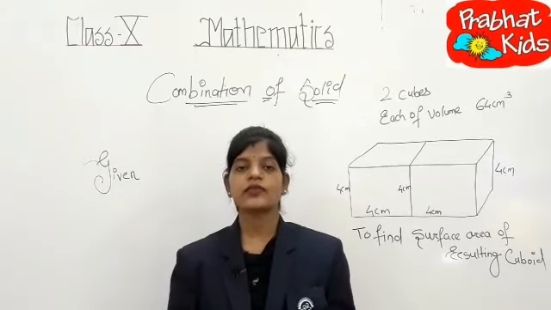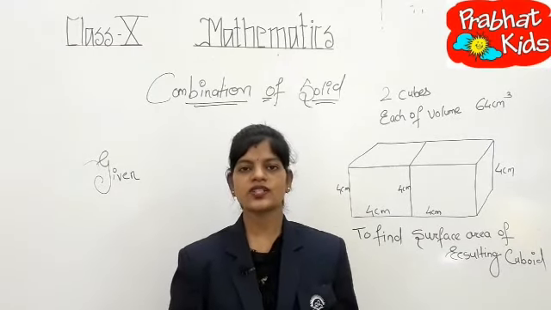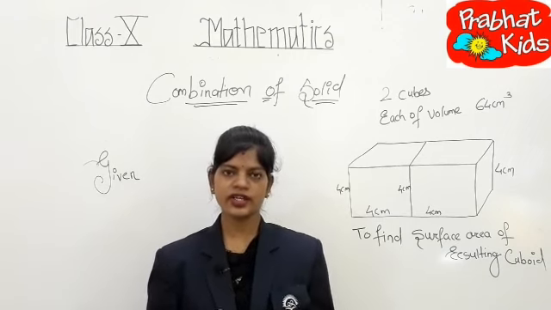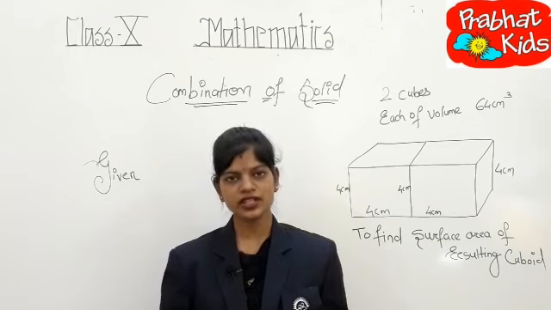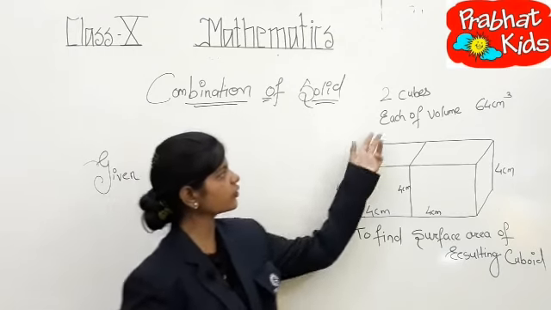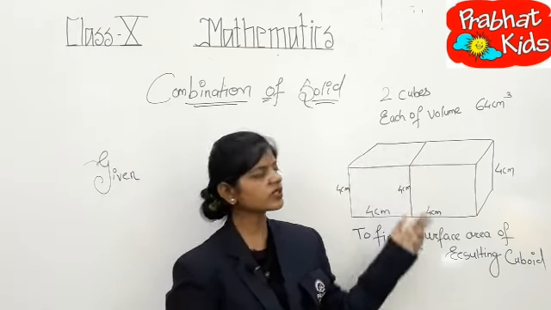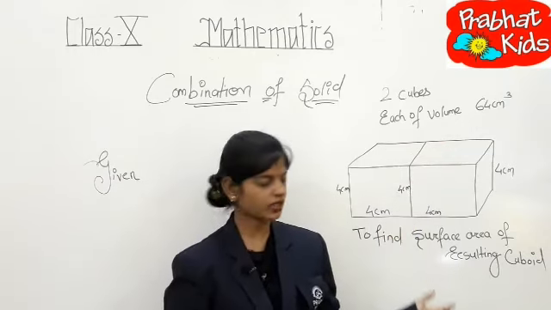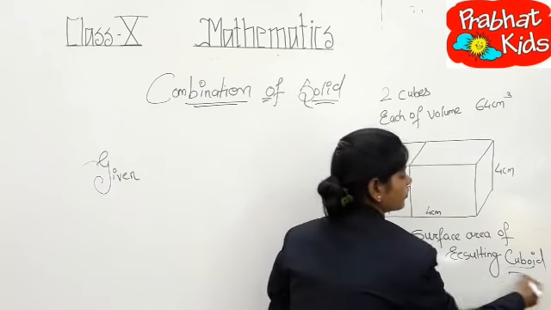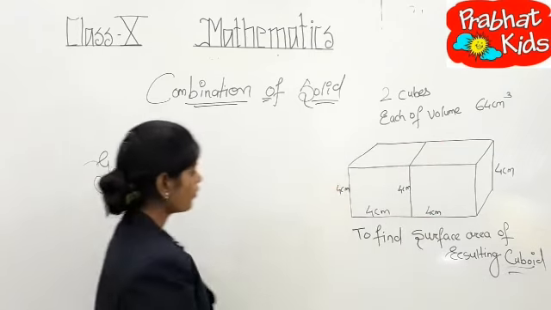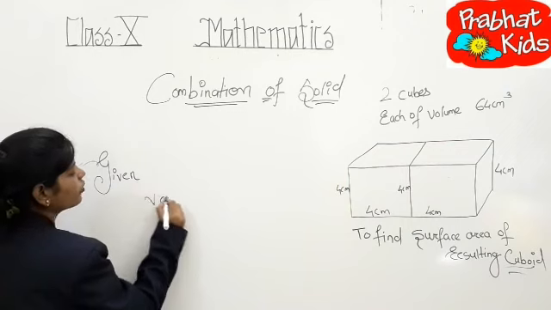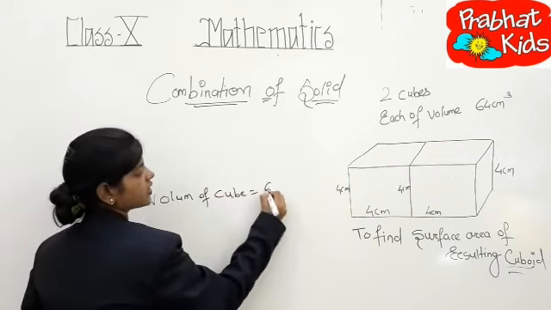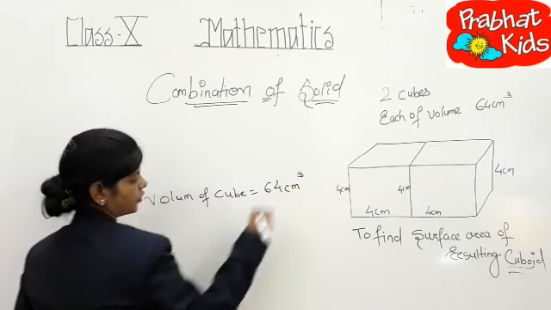Now students, we will find the surface area of some combined solids. That means we combine the solids and find the surface area of the new resulting solid. Here is one question: two cubes each of volume 64 centimeter cube are combined together to become a cuboid. So what is given? The volume of the cube, that is 64 centimeter cube.